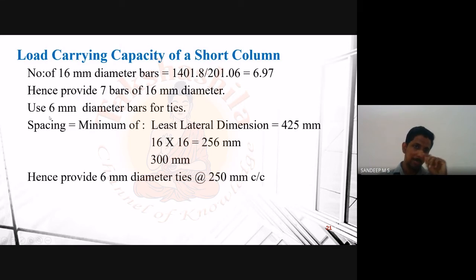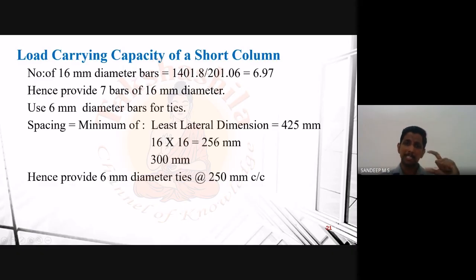Now, the minimum diameter specified for ties, not stirrups, is 6 mm. So I am directly taking it as 6 mm. Using 6 mm diameter bars for ties, the minimum spacing between the ties, as we have discussed, has 3 conditions. First one is least lateral dimension. Since this is a circular column, least lateral dimension will be 425 millimeter. Then 16 times the largest diameter of the longitudinal bar. Here we have uniformly provided the diameter as 16 millimeters. So 16 times 16, which is coming around 256. And the third condition is 300 millimeters. And we have to take the smallest value in this. If you see, the smallest value is 256.